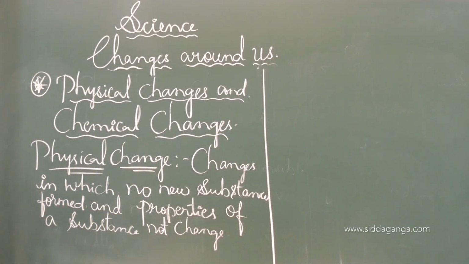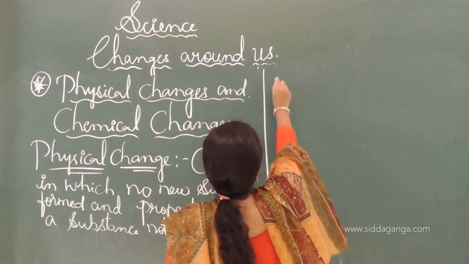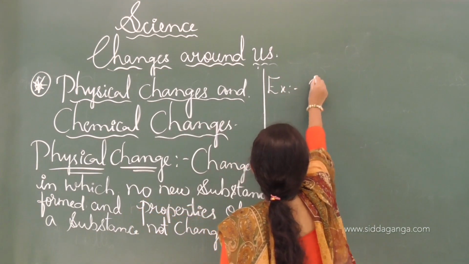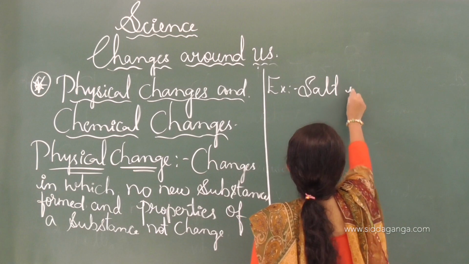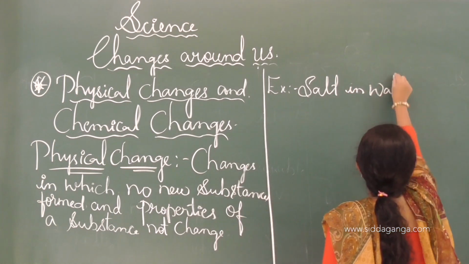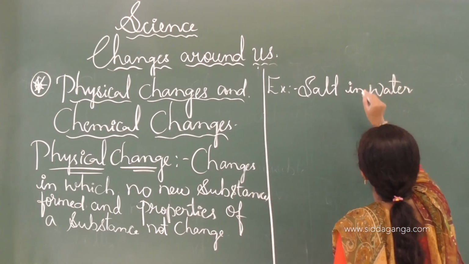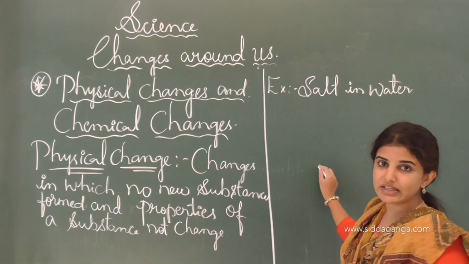See, physical change is nothing but those changes in which no new substance will be formed and properties of a substance will not change, and this is one of the examples of a physical change. See, this is the definition of a physical change. An example of the physical change is, see, consider salt in water. This is one of the examples of a physical change.